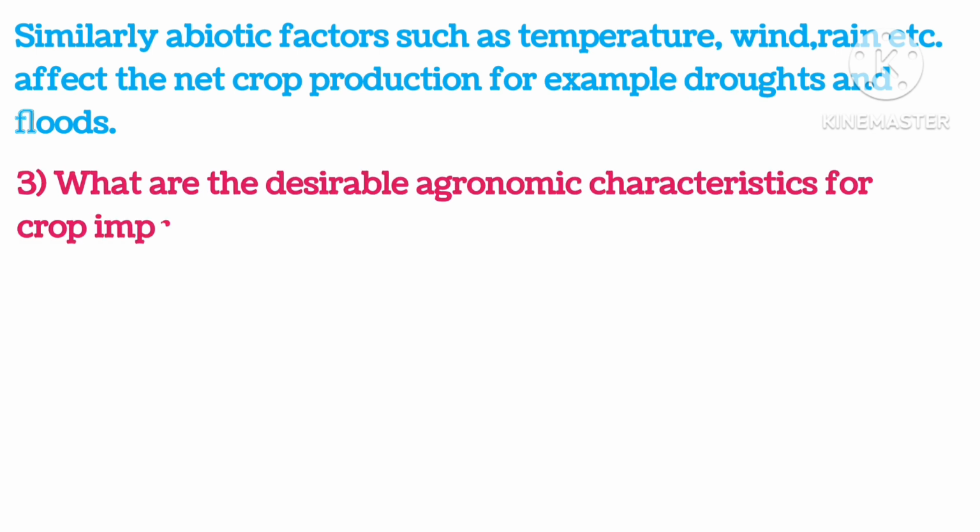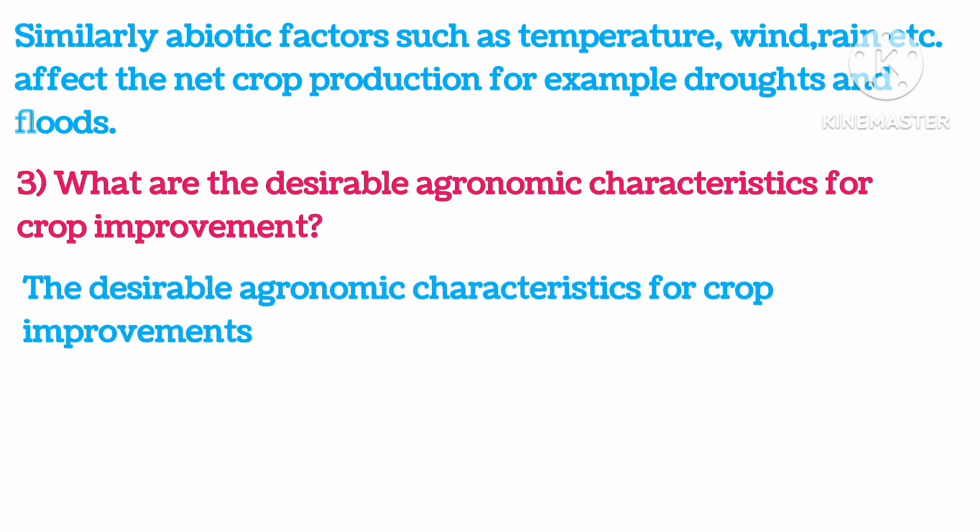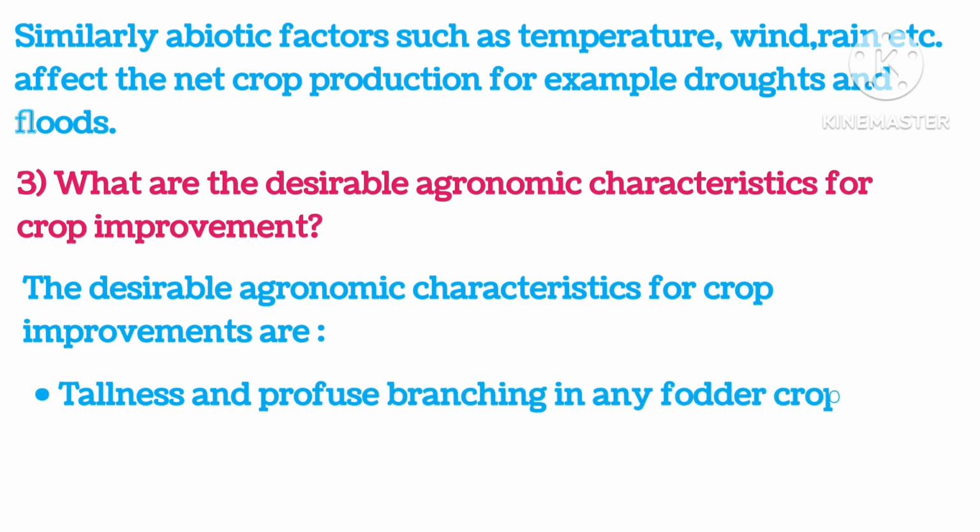What are the desirable agronomic characteristics for crop improvement? The desirable agronomic characteristics for crop improvement are tallness and profuse branching in any fodder crop, dwarfness in cereals.